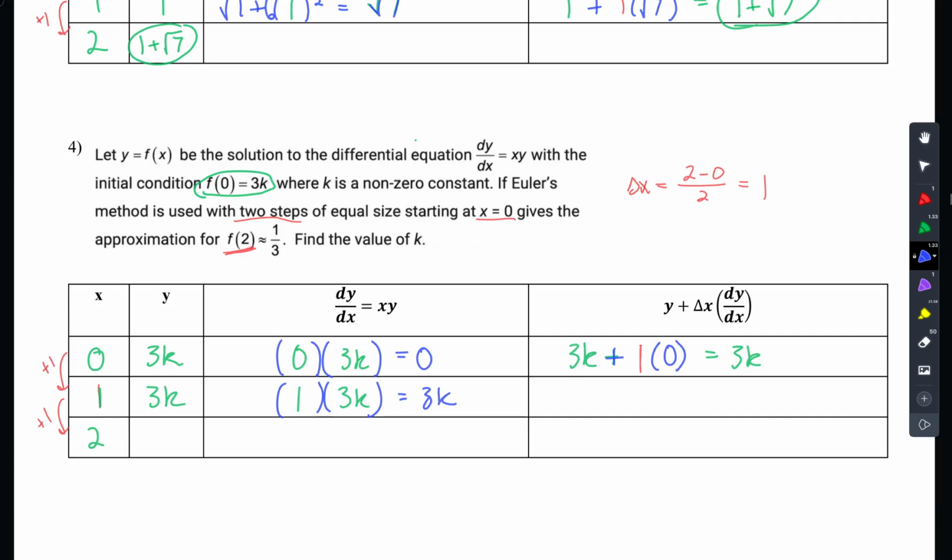So now you put your Y, your step size, your dy dx, and we get 6K. Cool, I did stuff. Where K is a non-zero constant, if Euler's method is used with 2 steps of equal size, it gives the approximation where f of 2 equals 1/3. Find the value of K.